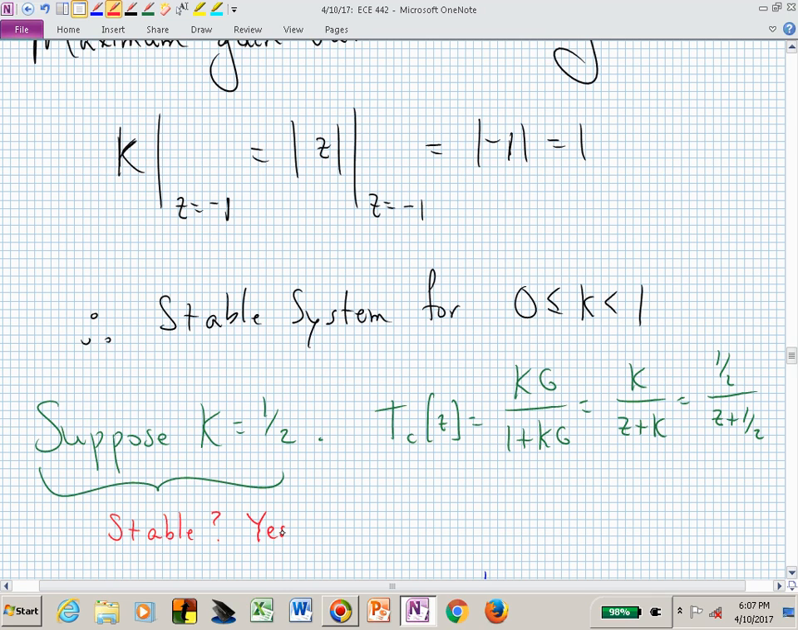Why is it stable? So now you're looking at the poles of your closed loop transfer function, T sub c of z, and you're looking at the denominator. How many poles do you have? What's the order of your denominator polynomial? 1, it's first order, so you only have one closed loop pole. And we solve z plus 1/2 equal to 0. You now know where that pole is. You have a pole at z equal to minus 1/2.